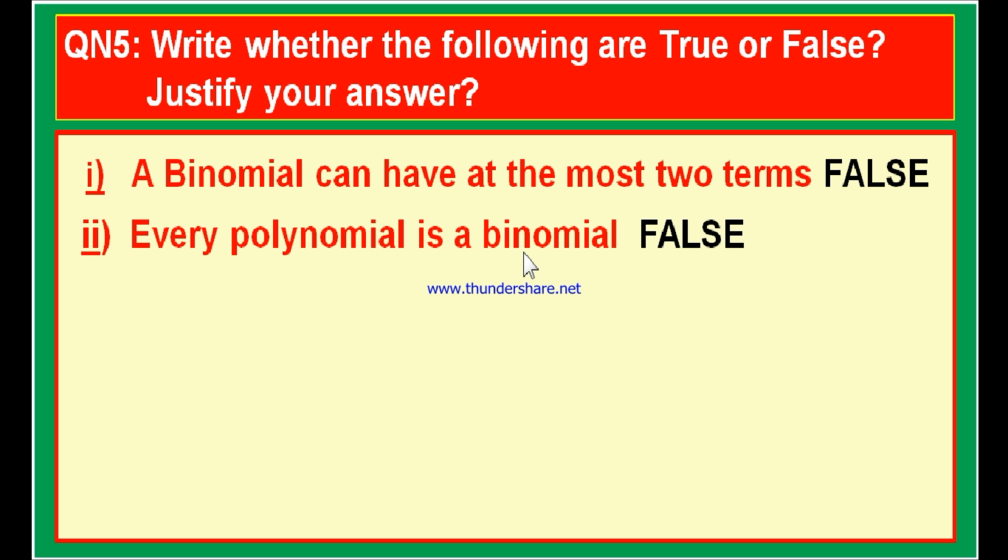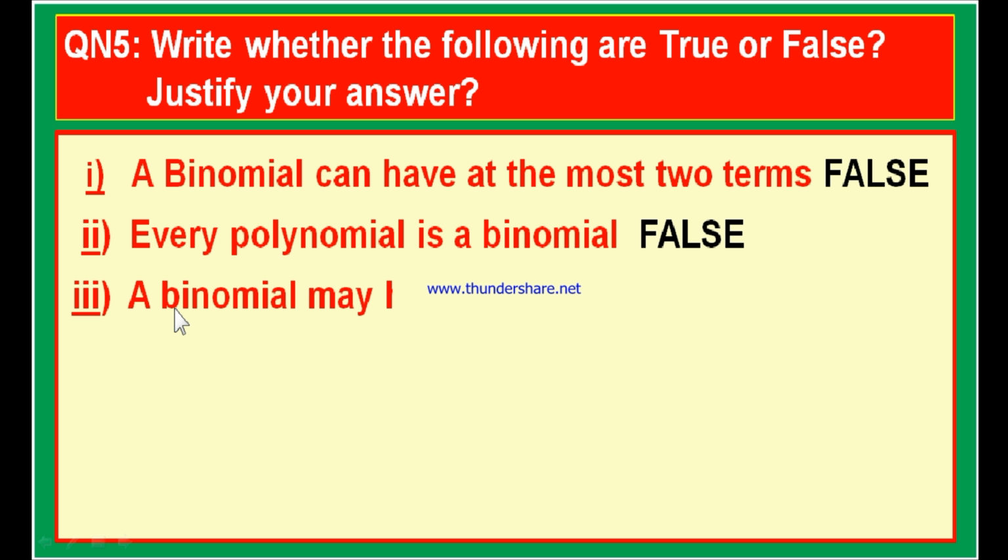A polynomial is said to be binomial when it contains only two terms, but there are some more polynomials which may contain a single term, which may contain three terms, which may contain four terms, and more than four terms also. Therefore, every polynomial need not contain exactly two terms, so every polynomial need not be a binomial. It is a false statement.